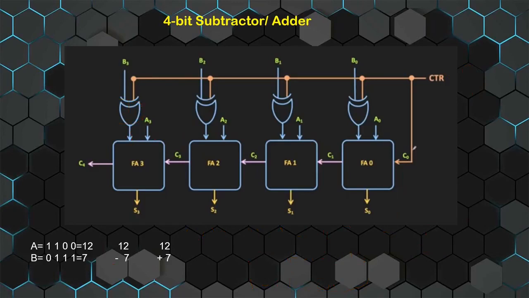So here we have to perform 12 minus 7. So when I am subtracting, control value will be 1. So here it is 1 1 1 1. Then what is B value? It is 0 1 1 1. Okay.